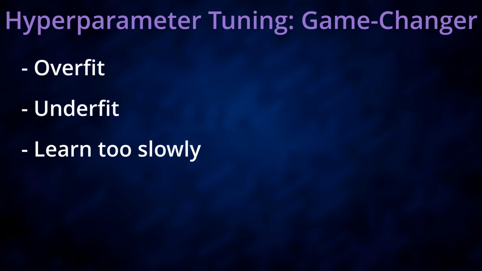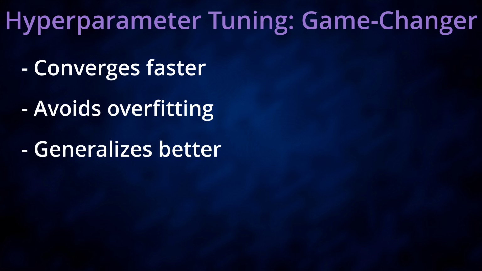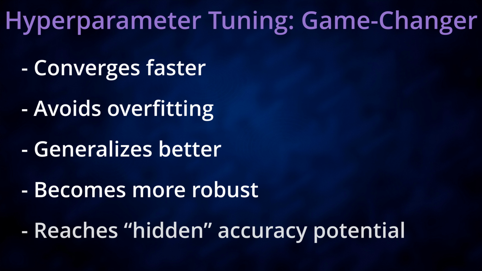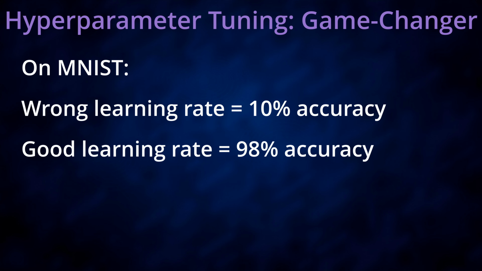Why hyperparameter tuning is a game changer. A poorly tuned model can overfit, underfit, learn too slowly, explode or diverge, give unstable predictions. A well-tuned model converges faster, avoids overfitting, generalizes better, becomes more robust, reaches hidden accuracy potential. Real example: a simple neural network on MNIST. Wrong learning rate, 10% accuracy. Good learning rate, 98% accuracy. Same model, different dials.